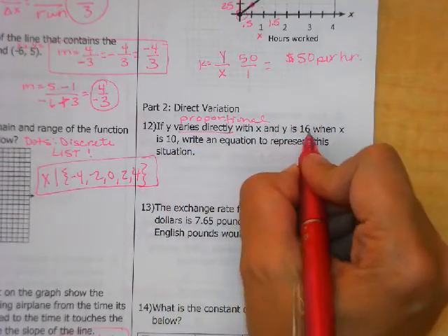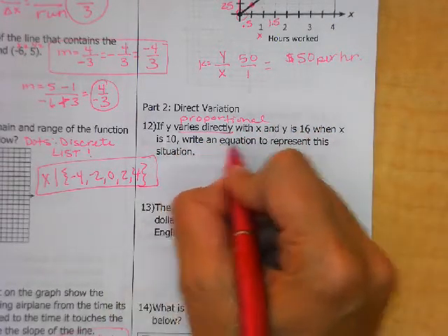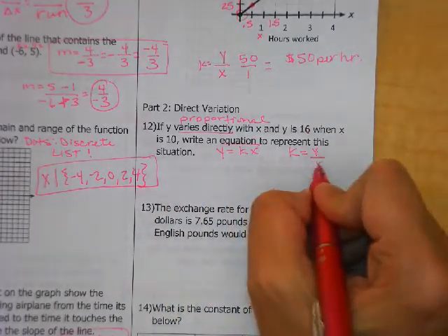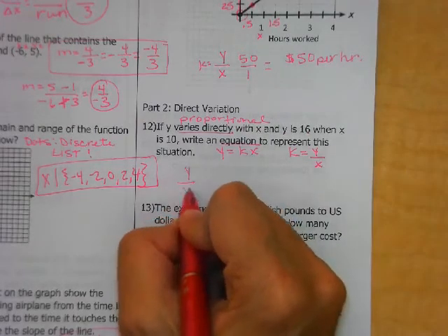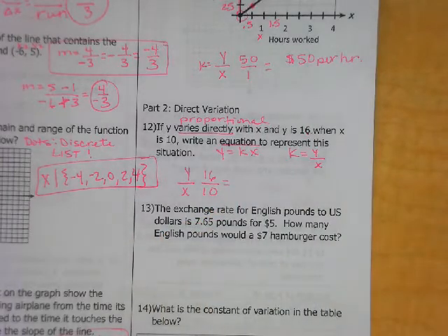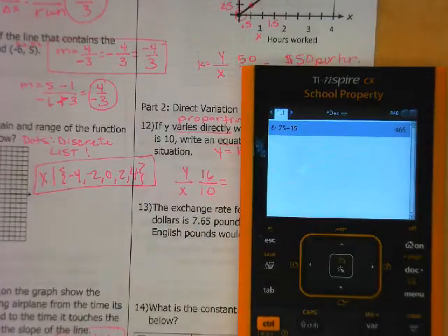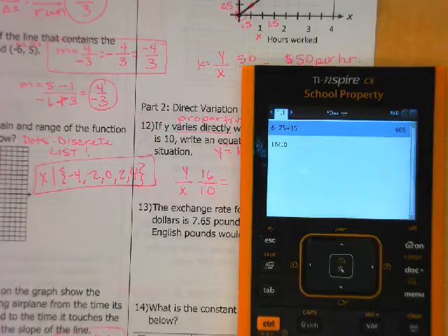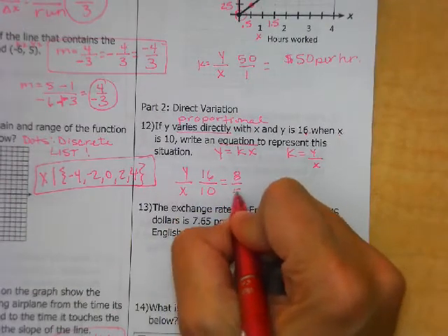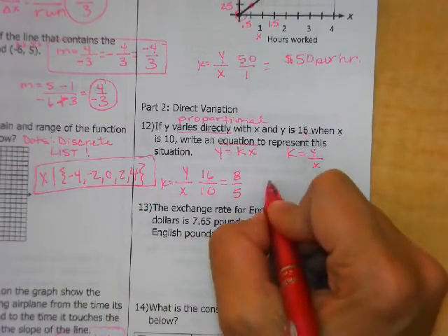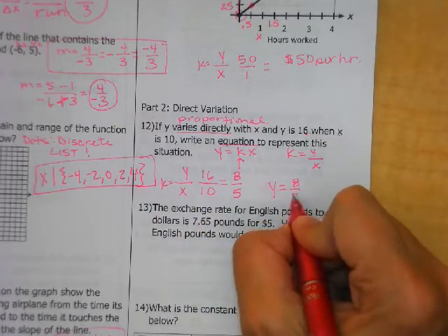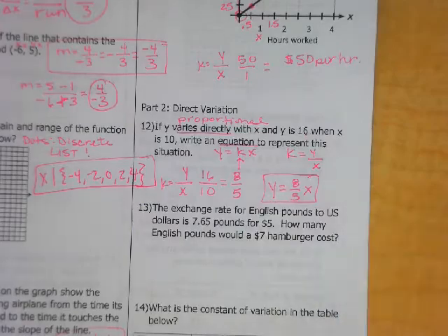So Y is 16, X is 10, write the equation. So this is that Y equals KX equation, and K equals Y over X. Well, if I have Y over X, Y is 16 over X is 10. You do need to simplify. If you are struggling with that, remember you can put it in the calculator. Don't put a decimal, and it will simplify a fraction for you. So my K is 8 over 5, but it wants an equation. So Y equals, we're going to put this 8 over 5 in place of the K and put our X.